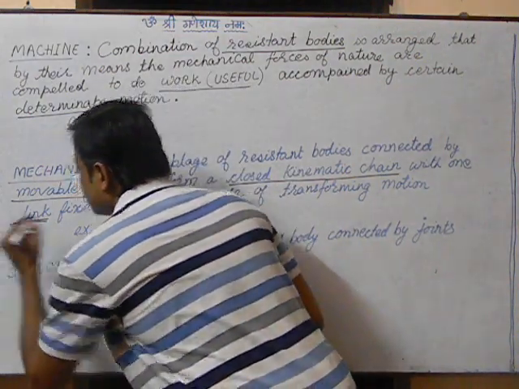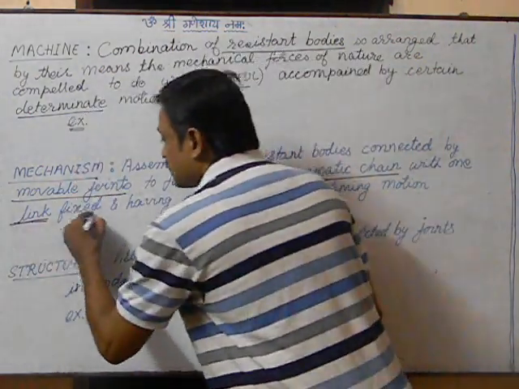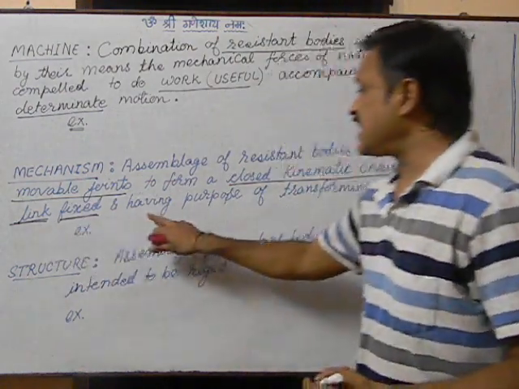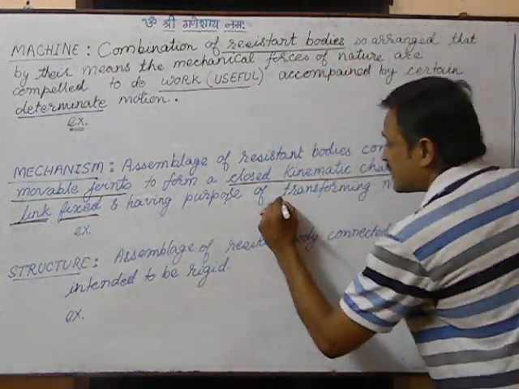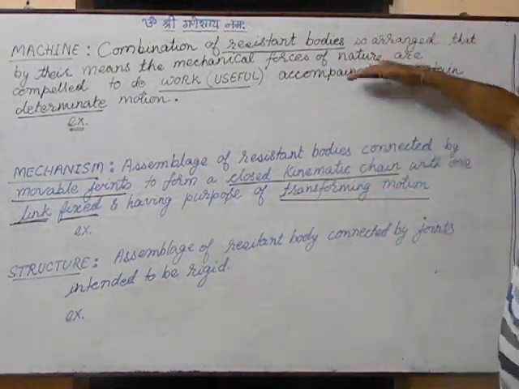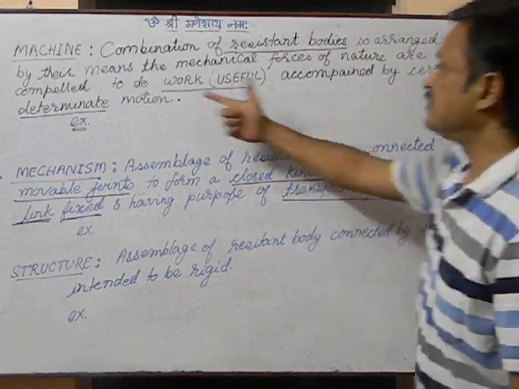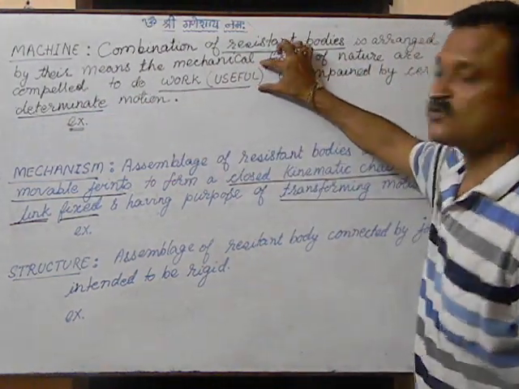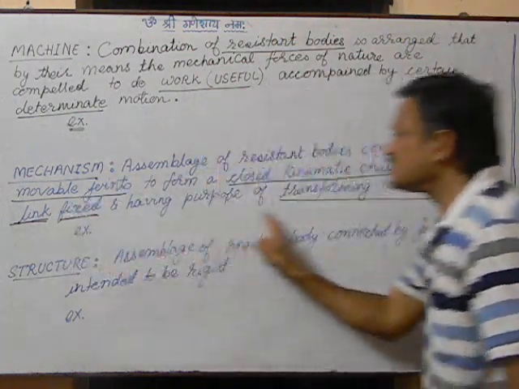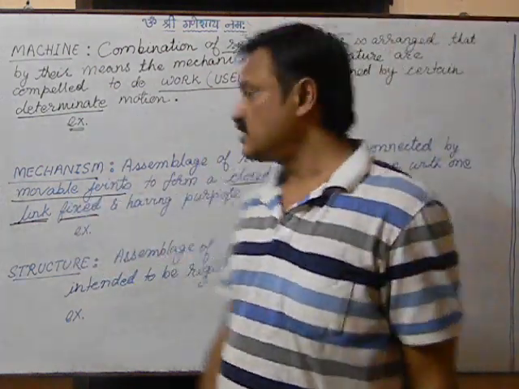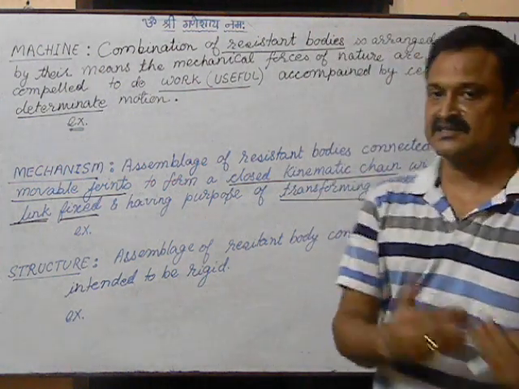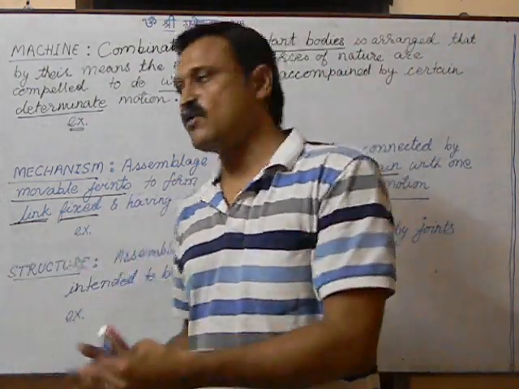Again this term we have not talked about. So what is a link? Fixed. So a chain with one link fixed and having a purpose of transforming motion. Now if you compare these two definitions, work is one of the keywords here, and here no such term is utilized in case of mechanism. So here the sole intention, if you see, is transferring or transforming motion.